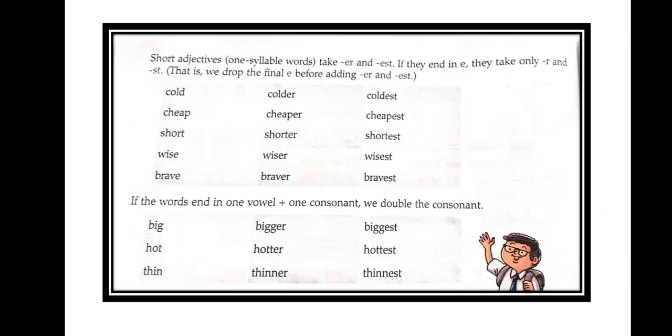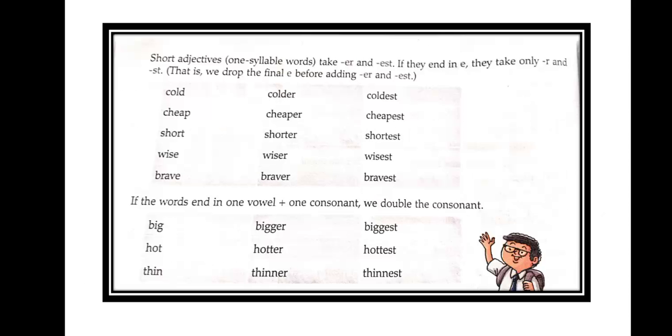If the words end in one vowel plus one consonant, we double the consonant. You can see it in the example, big. Here we have only one consonant, so we have to double it. Bigger, when we write bigger, there will be a double g. And when we write biggest, there also we use double g. So you have to keep all these things in mind and study these tables very nicely. Hot, hotter, hottest. Here you can see the difference, we have used double t.